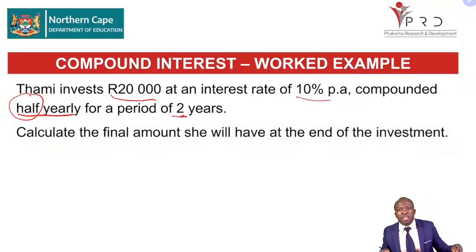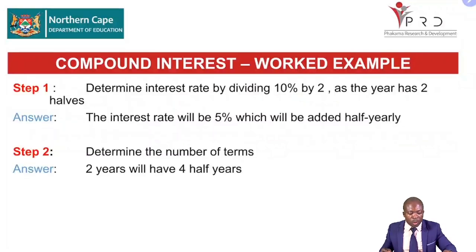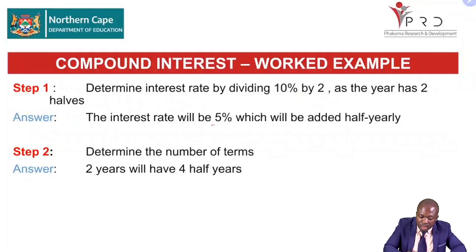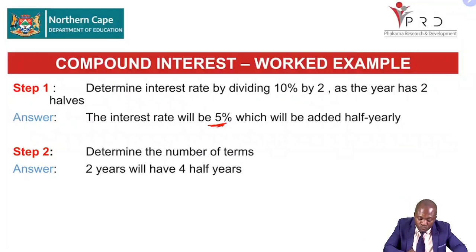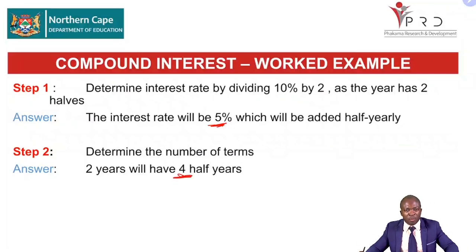So how many calculations are we going to get? We are going to get 4 calculations. 2 for year 1, 2 for year 2. So this is how you're supposed to do it. The interest rate, can you see I've shown you there that you have to divide it by 2 because the investment is compounded half yearly. Then step 2, we're going to have 4 calculations, 4 halves, because it's 2 years.